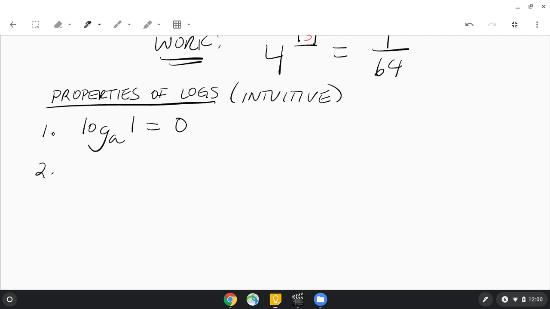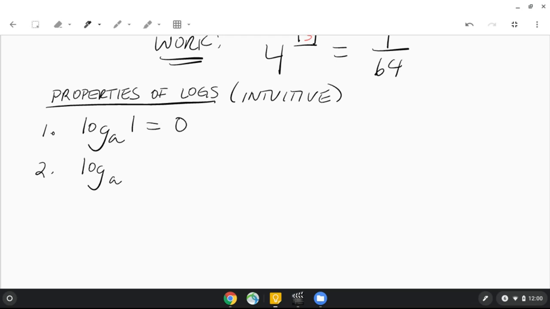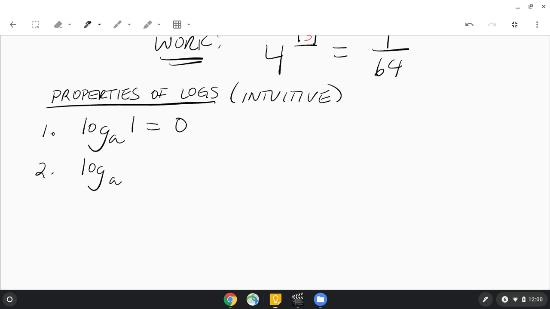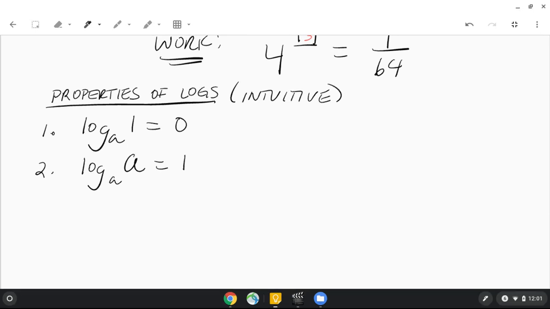Okay, number 2, suppose that you have this one. Log base A of A. So you're taking the log of A, base A. So can you think of an exponent? A to what power will give you A? You should have said 1. Okay, so this property is basically saying that if you're taking the log of a number and that number is the same as the base, well, it's going to be 1.